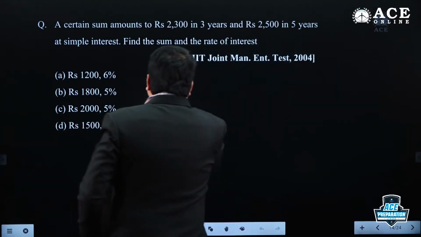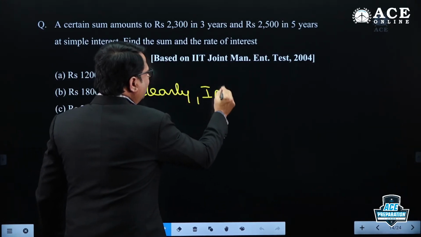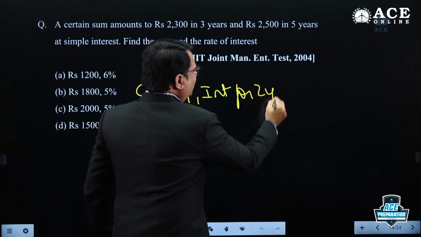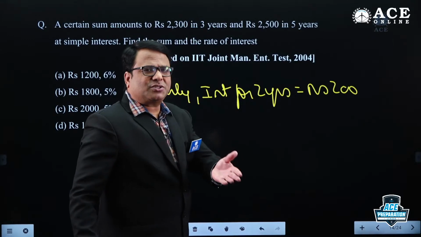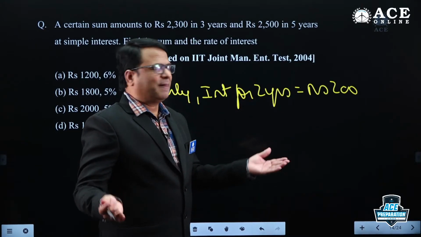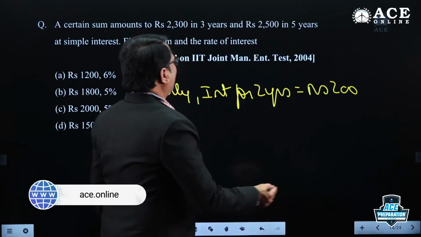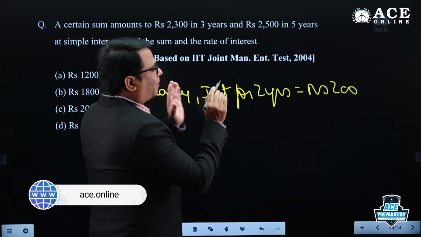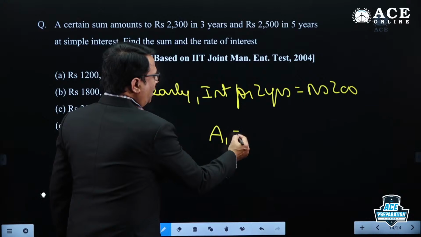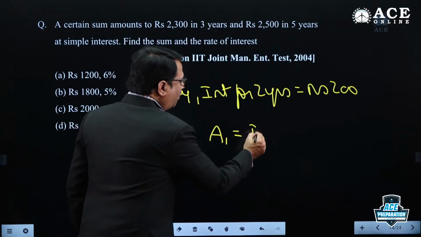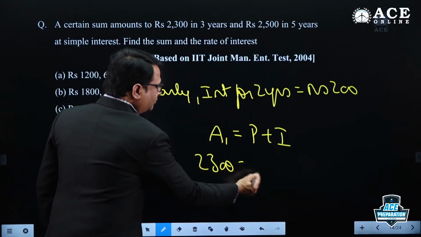So I write here clearly, interest for 2 years is rupees 200. That means 1 year interest is 100 rupees, anyone can make out. Okay, if interest for 2 years is 200, interest for 1 year will be 100 rupees. Now, what is the question? Find the sum and rate of interest. So I take amount 1. A1 means amount 1. And what is the formula for amount? Principal plus interest.